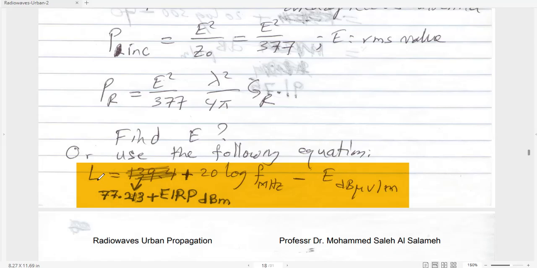If we know the loss, we know EIRP, P transmitter, G transmitter, and we know the frequency, we find the electric field from this. Okay, we can find the electric field from this equation.